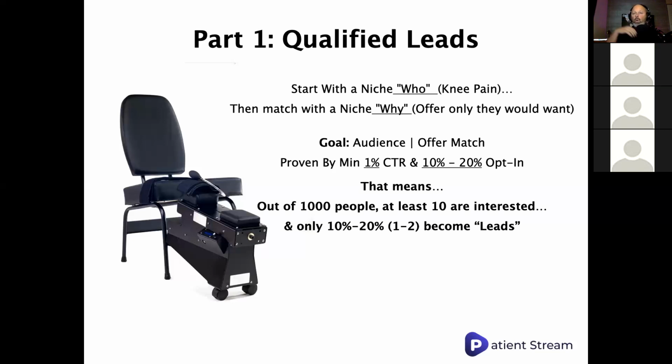So out of 1,000 people, we show your ads to an audience of 1,000 people likely to be in the demographic for knee pain. Only 10 people have to be interested. 10 people out of 1,000. All right. Now, if we have more, that's okay. But the added friction or their qualifying process happens on the back end. Now, we only want 10 to 20% to opt in.